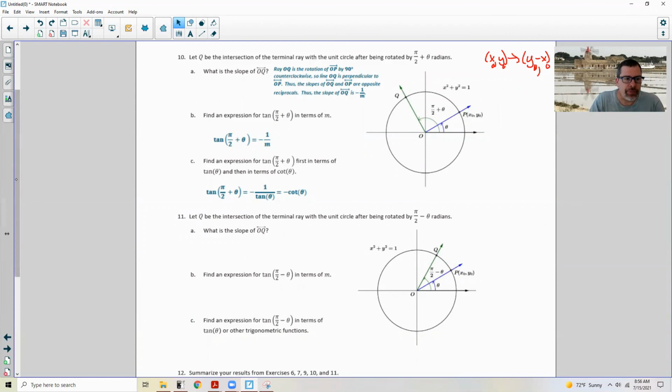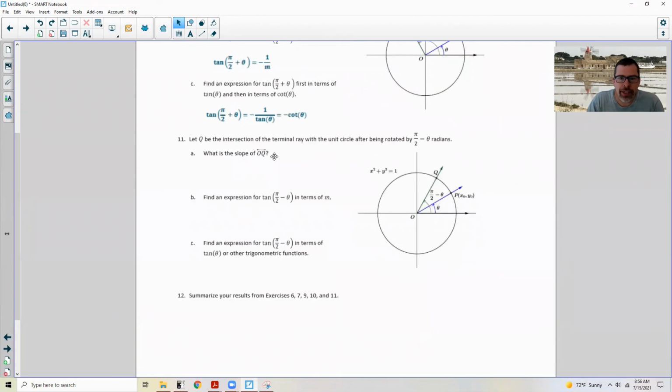Number 11, let Q be the intersection of the terminal ray with the unit circle after being rotated by pi over 2 minus theta. So in other words, go over pi over 2, but then take away the same angle measure of theta over here. So it's moving it this way, a distance of theta from the y-axis. What's the slope of OQ?